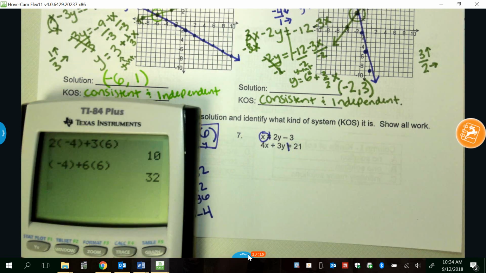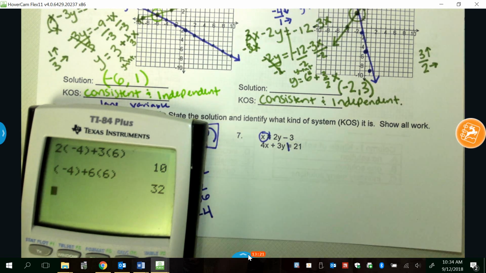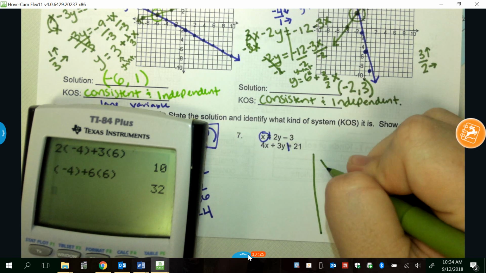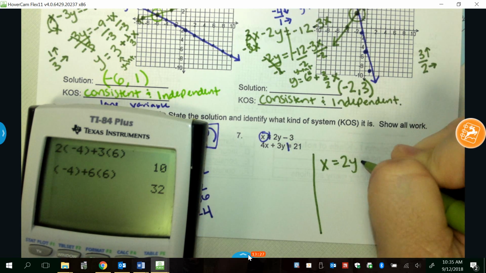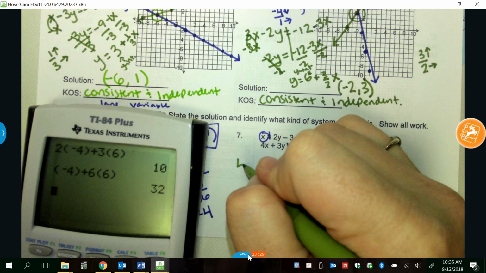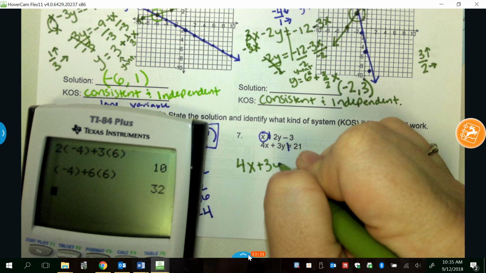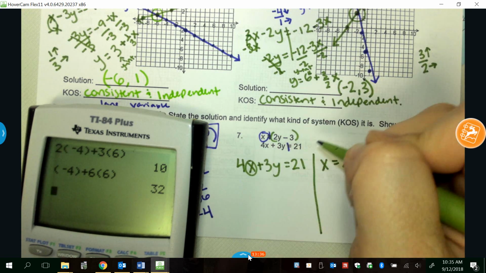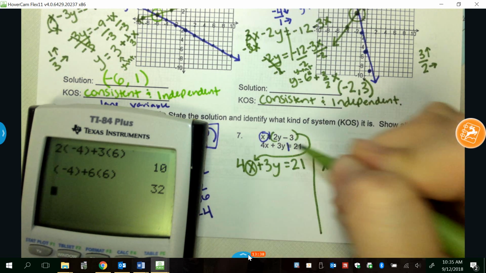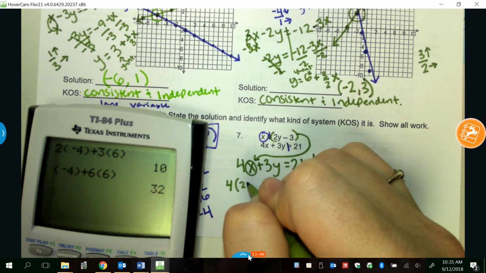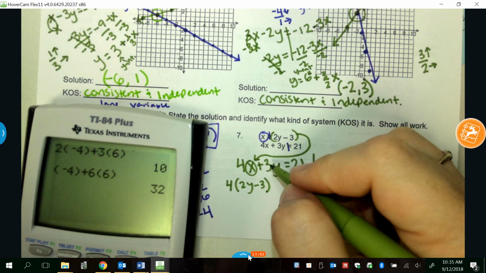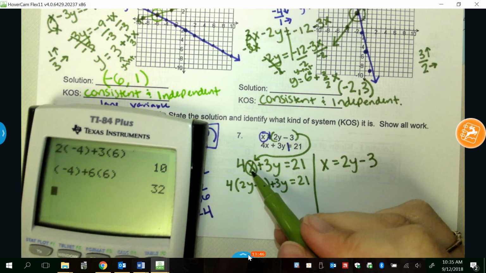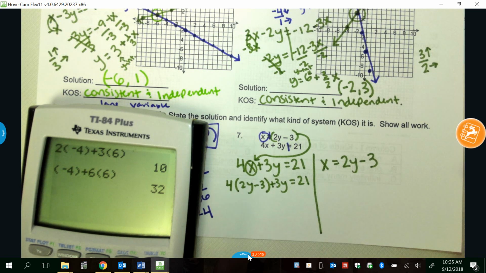Okay, so let's try the other one. The nice thing is it's a little bit less work. Okay, so remember, on the right is our loner variable equation, and on the left is the other equation. So x equals all of this. So we're going to replace x with all of that. So I have 4 times 2y minus 3, plus 3y equals 21. Remember, I'm only replacing the x. So I still have the 4 and I still have everything else.